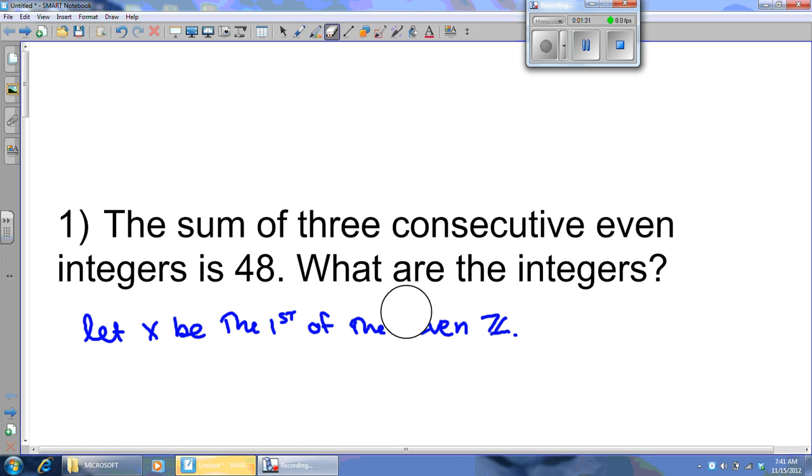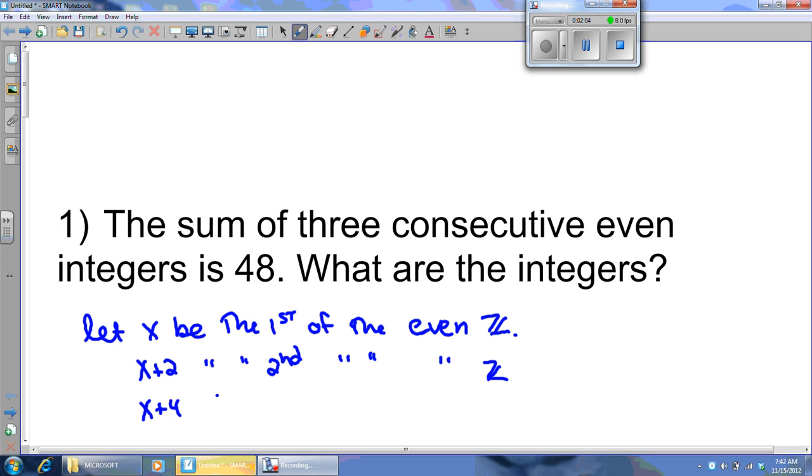Now it does not make x automatically 2, because 2 is not the first even integer. 0 is an even integer. -2 is an even integer. But it's going to be the first one in the context of this problem. All right, well, what would be the next even integer? If the first one's x, the next one would have to be 2 more than x, wouldn't it? x plus 2 is the second even integer. Okay, and I'm lazy, so I'm not writing all those words, but that's what it means. And then if the second one is x plus 2, the third one must be x plus 4.